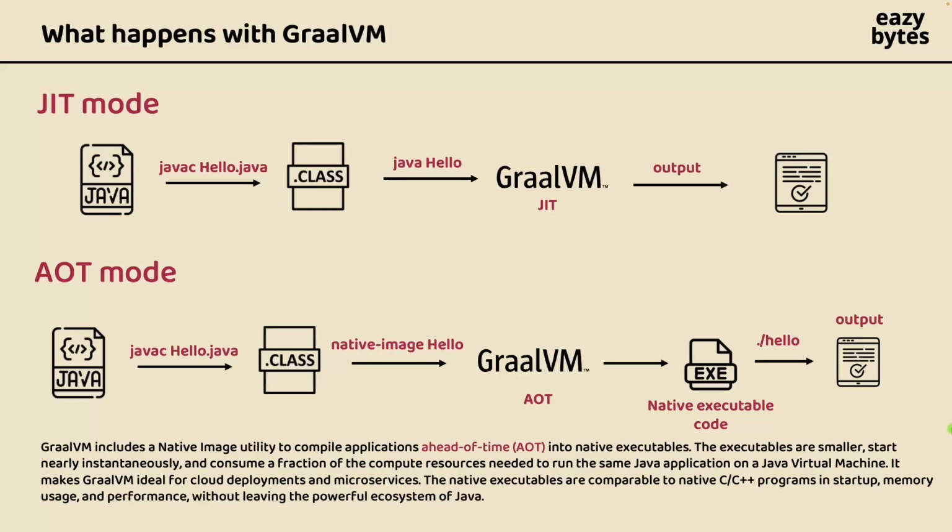And these native executables, if you compare them with native programs like C and C++, are working very equivalently in terms of startup, memory usage, and performance without leaving the powerful ecosystem of Java. I'll show all these advantages in a demo. First, let's write a small Java program and invoke it in JIT mode and AOT mode and see what the differences are between them and what performance improvement is happening. So let's try to understand all those details.